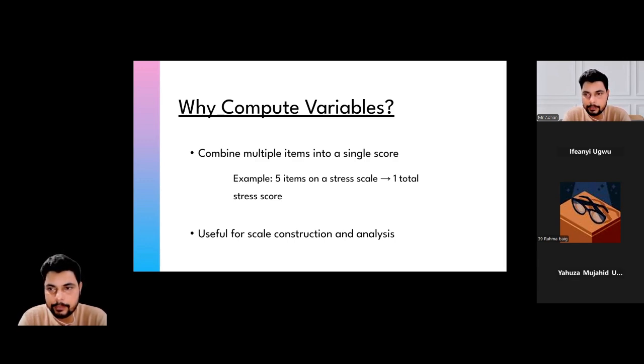Basically, for example, as we recall our previous example, the perceived stress scale, basically PSS, this scale has 10 items. The 10 items divide into two subscales. One is, let's consider, low stress, and the other is high stress. So in this way, we have to merge the five sub-items and make one subscale. In this way, we combine multiple items into a single score. For example, like I already mentioned, 5 items on a stress scale, we merge them, we compute them into one single stress score.